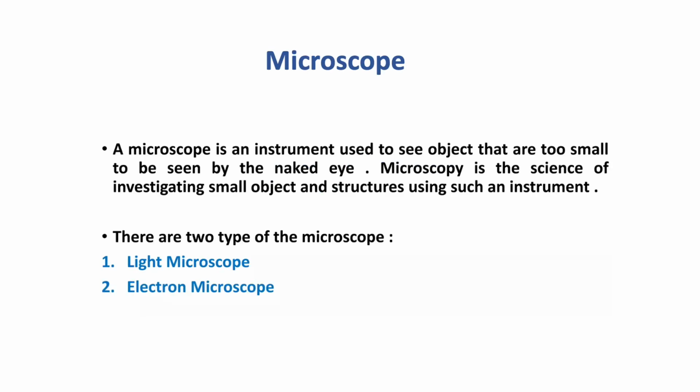Let's look at light microscopy. The next given option was light microscopy. Before that, a microscope is an instrument used to see objects that are too small to be seen by the naked eye. So microscopy is the science of investigating small objects and structures using such an instrument. There are two types of microscopes: light microscopes and electron microscopes.